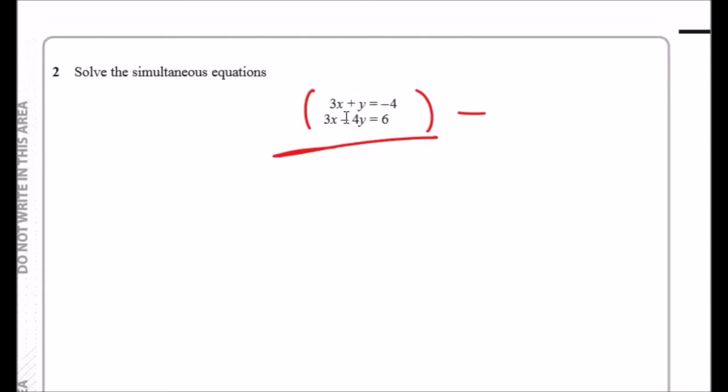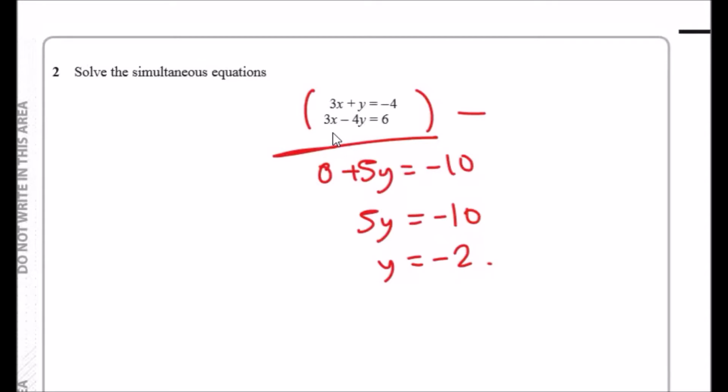So minusing this, what happens? 3x take away 3x is 0, because that's what we want, nothing. Then y minus 4y, so y minus minus 4y means plus 4y, so it'll be plus 5y. And then minus 4 minus 6 is minus 10. Again, put this in the calculator. Now finally, this means we have 5y equals minus 10. So just divide by 5 and you should get minus 2.